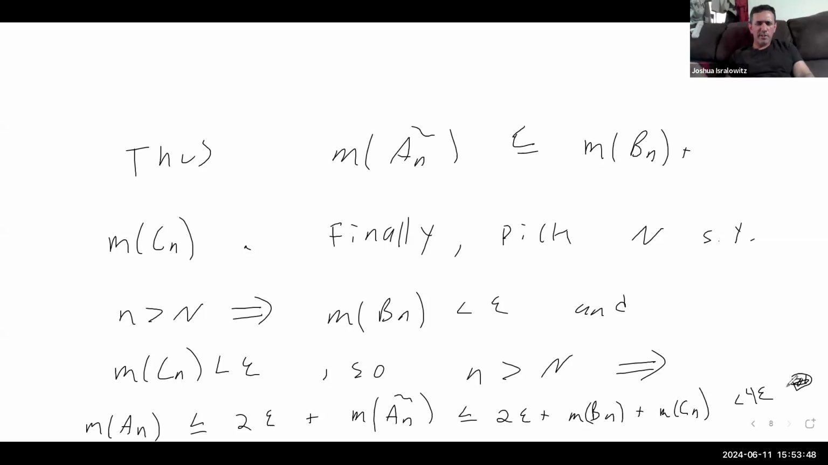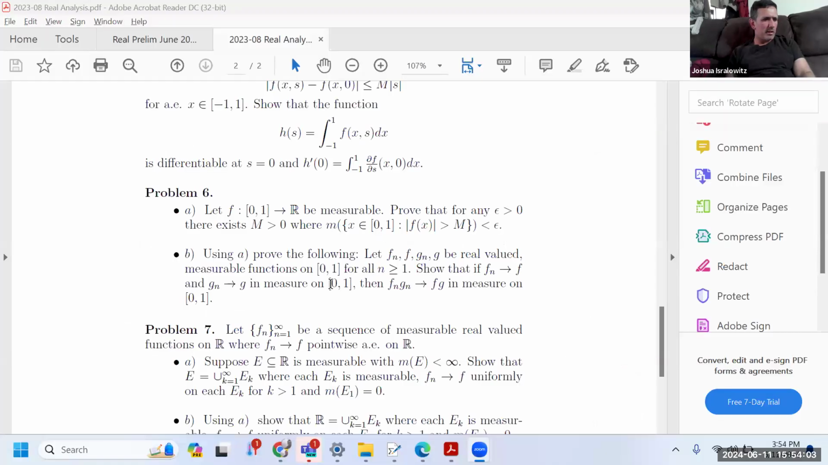The product of convergence in measure implies convergence in measure. I forget if you absolutely need finite measure. I think you do. Yeah, you definitely do, you do need a finite measure. But anyway, I can answer a quick question, if anyone has one.